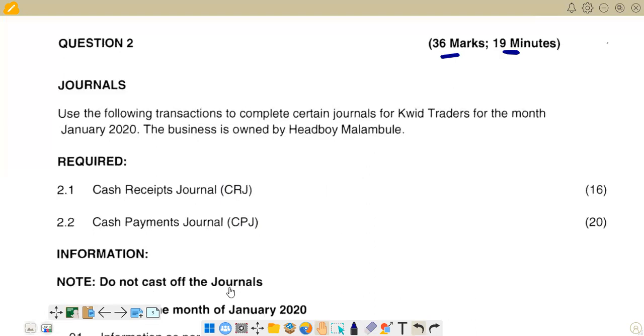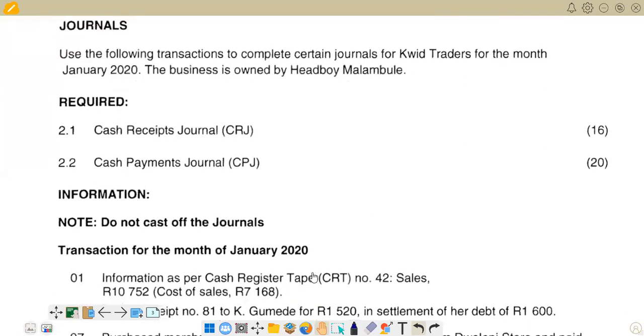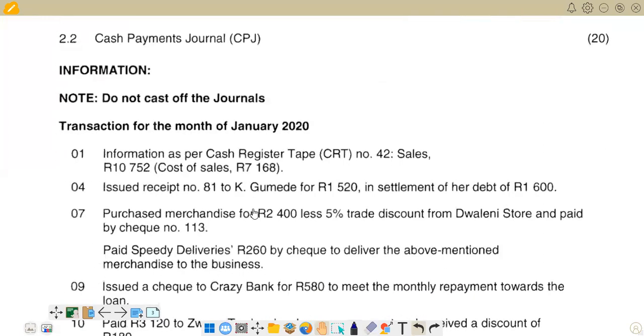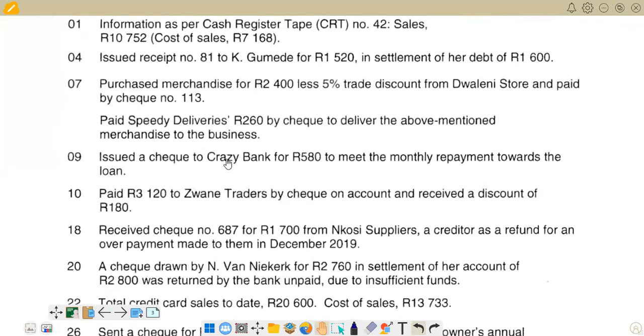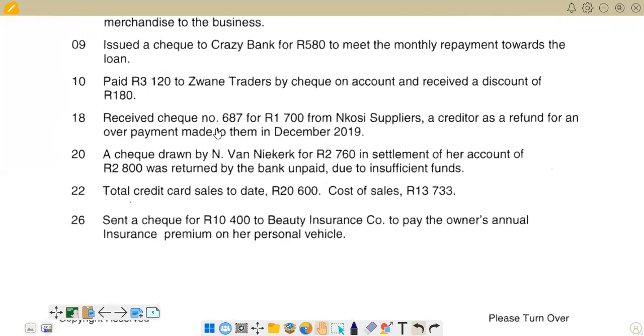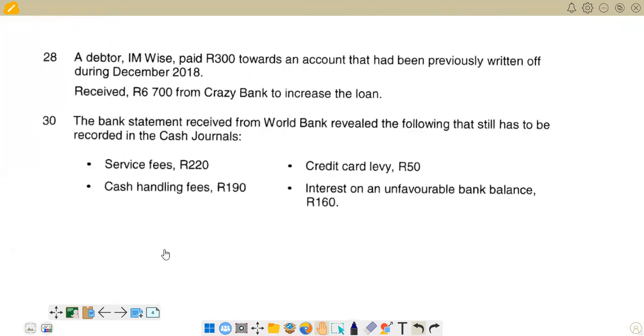On the information part, firstly, we have a note saying do not cast off the journals. And then beneath that, we have the transactions for the month of January 2020. These are the transactions that are given, ranging from 1 down to 26. We've got other transactions on the next page, ranging down to 30. So this is the information that we are going to use to prepare those journals.